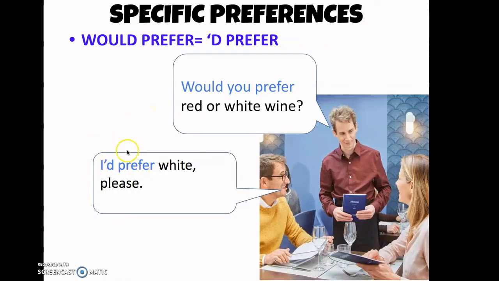This is a specific preference in the sense that he is expressing what he would like to have right now in this specific moment. That's why he's saying I would prefer, or with the contraction I'd prefer, and not only I prefer. So I'd prefer white, please.